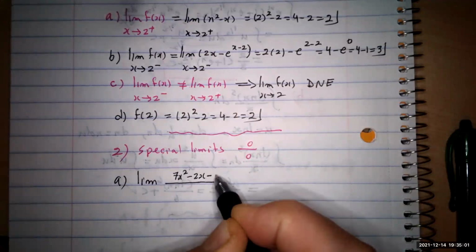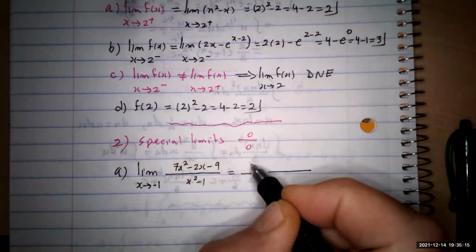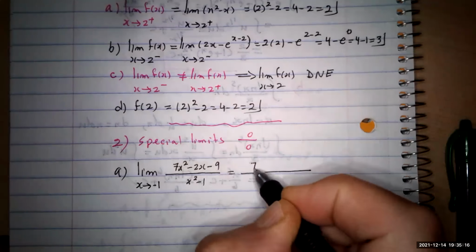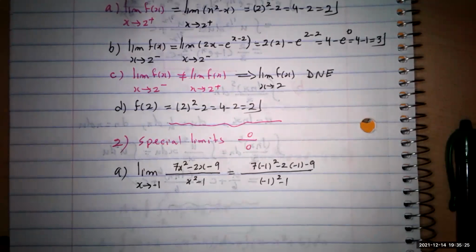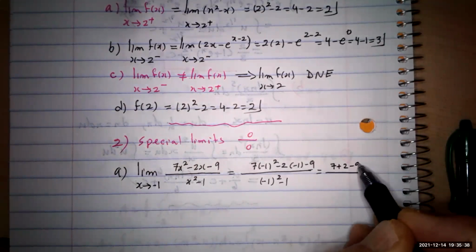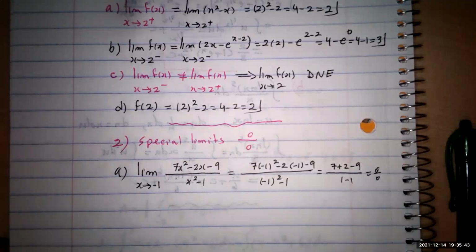X goes to negative one. Now you substitute to confirm that it's going to be 0 over 0, you will see it. If you substitute, it's going to be 7 times negative 1 squared minus 2 times negative 1 minus 9, over negative 1 squared minus 1. Operate on the top. Negative 1 squared would be 1, so that gives you 7 plus 2 minus 9, and the bottom is 1 minus 1. So that would be 0 over 0.